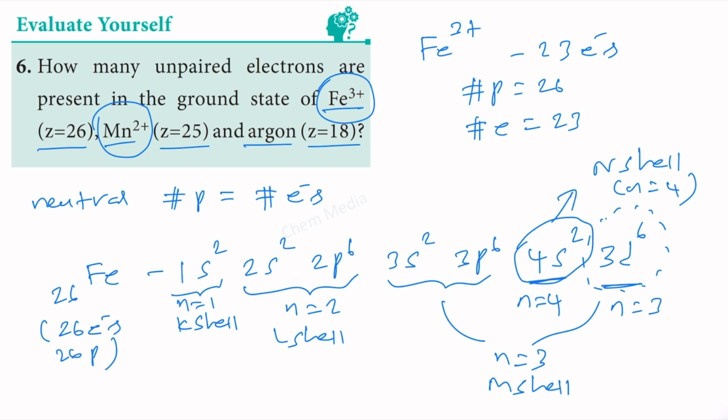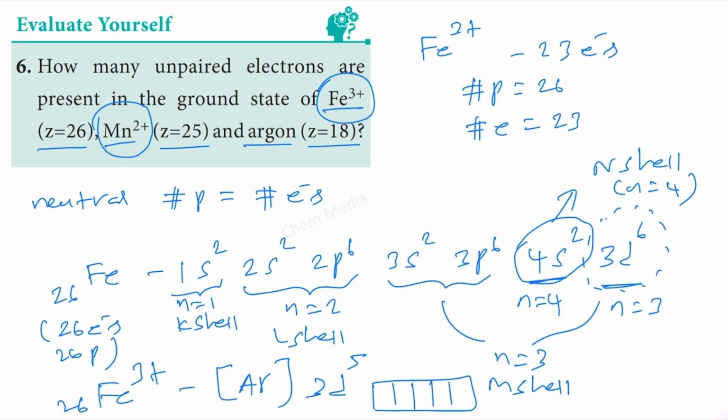So, in this case it is Fe3+. Therefore, we need to remove 3 electrons, 2 from 4s2 and 1 from 3d6. Therefore, the electronic configuration now, using shorthand notation, is simply argon, which has 18 electrons, and then 3d5. This 3d5 will have 5 unpaired electrons, and therefore the number of unpaired electrons in Fe3+ in the ground electronic state is 5.